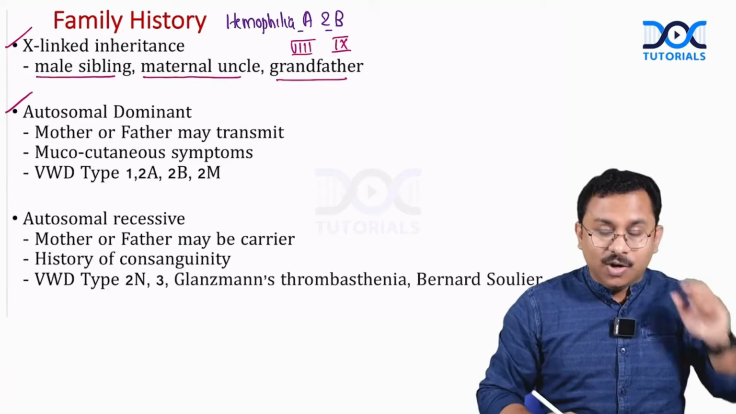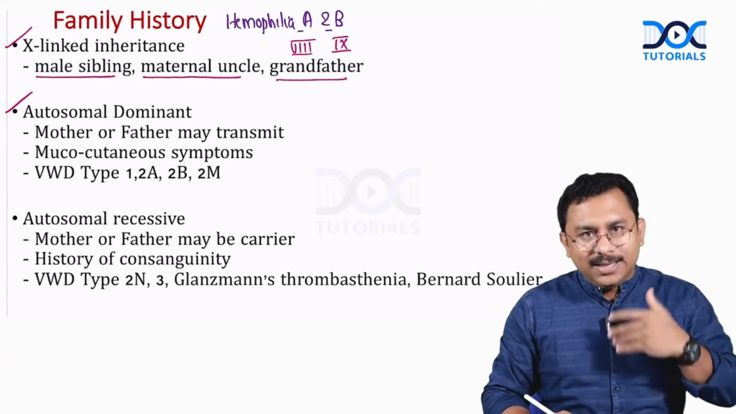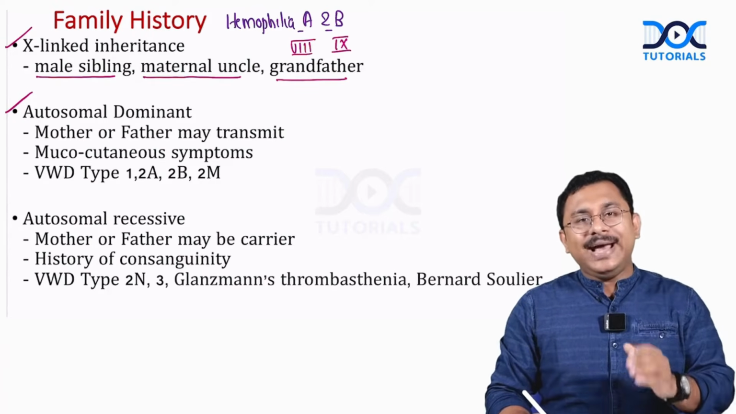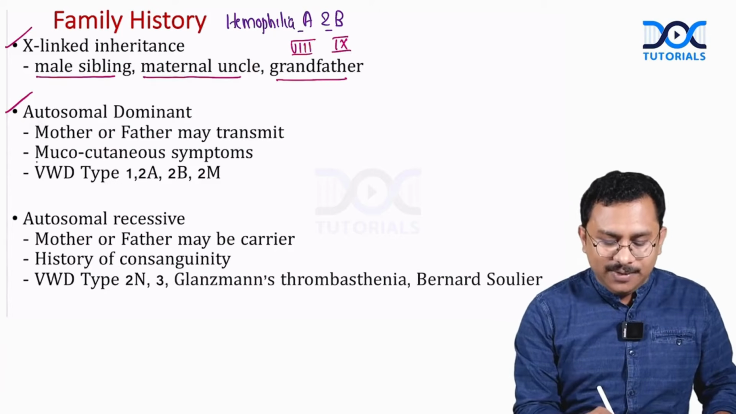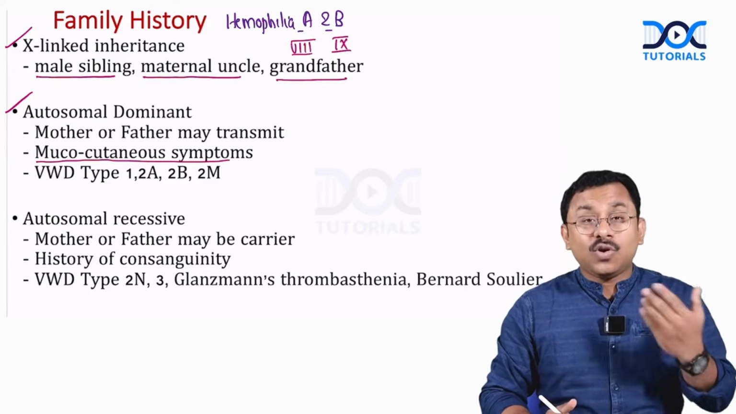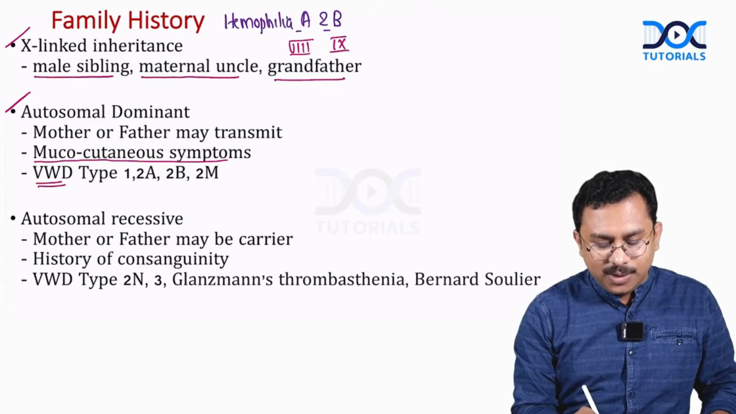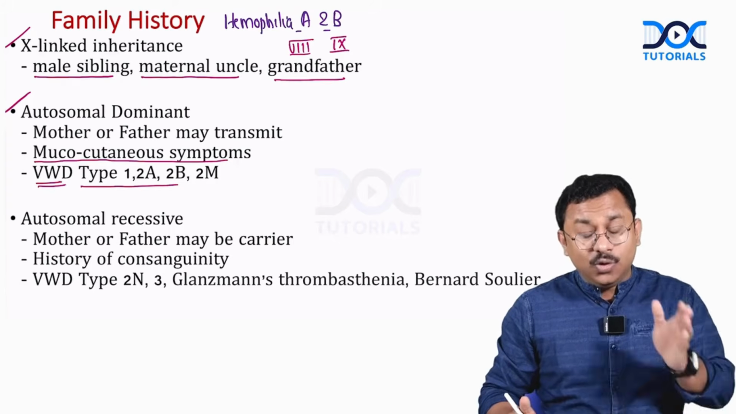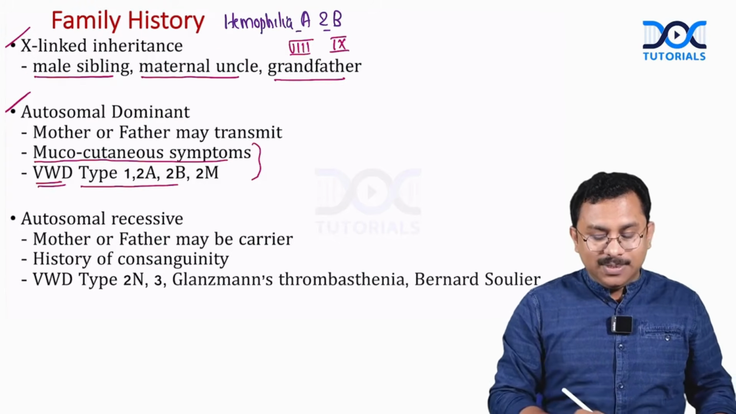Whereas what about autosomal dominant bleeding disorder? So here there will be good penetrance among families. Either the father or mother may transmit the disease, and most of them will have disorders of primary hemostasis. They have mucocutaneous symptoms. As I told you, mucocutaneous symptoms are more common with primary hemostatic defects. For example, von Willebrand disease type 1, 2A, 2B, 2M. So these are likely to have mucocutaneous symptoms.